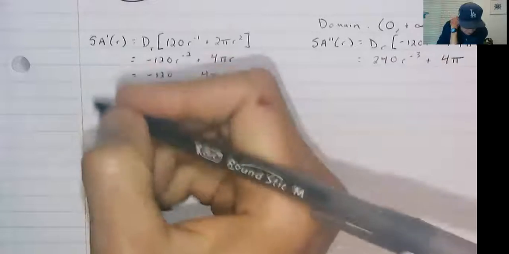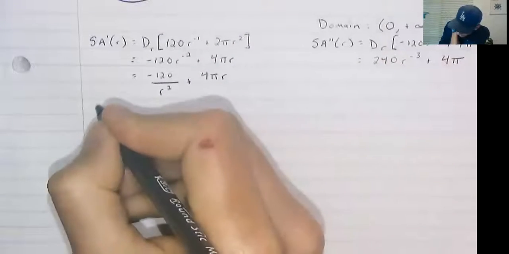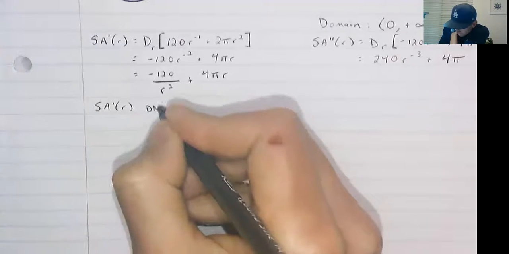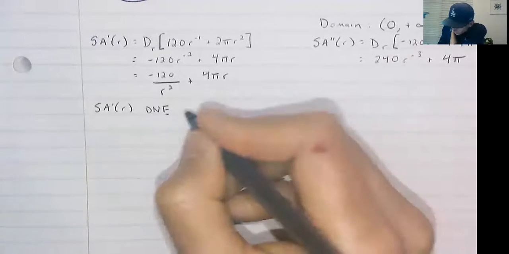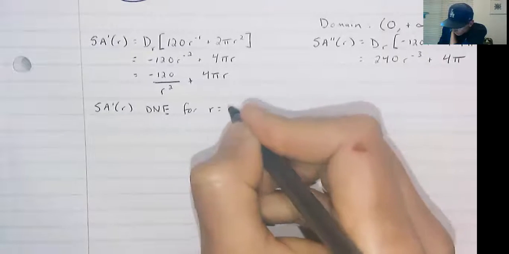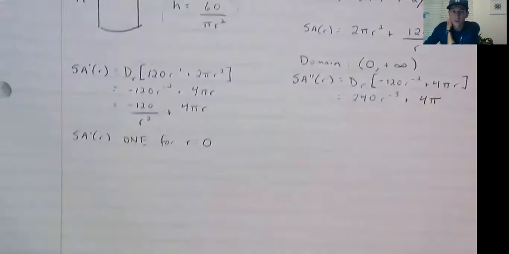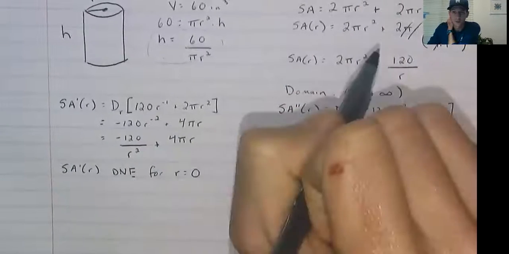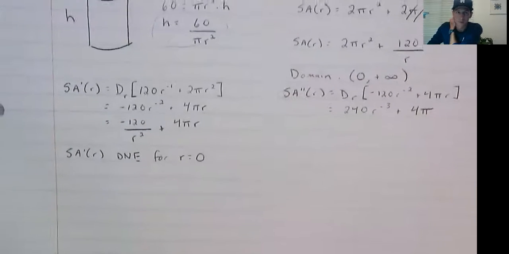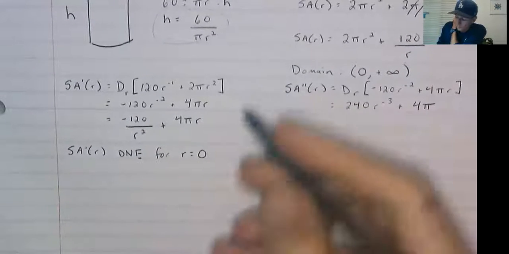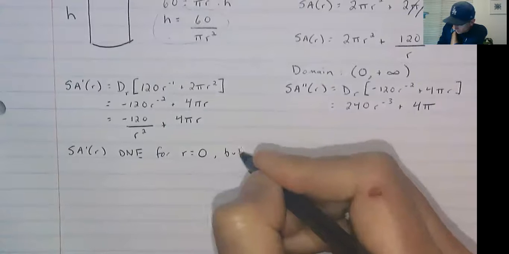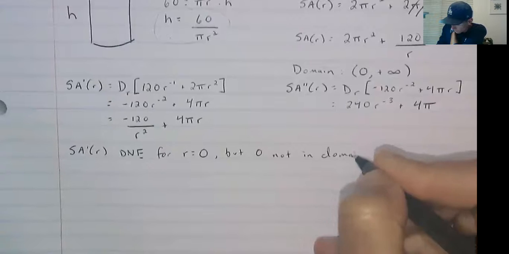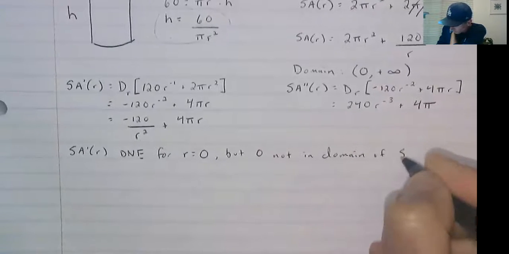Okay, so we can write that out just so it's clear that SA prime of R does not exist for R equal to 0. So there is kind of that tricky moment where we always need to check our critical numbers against the domain. Can't be a critical number if it's not in our domain. So it does not exist for R equal to 0. However, 0 is not in the domain of our original function.